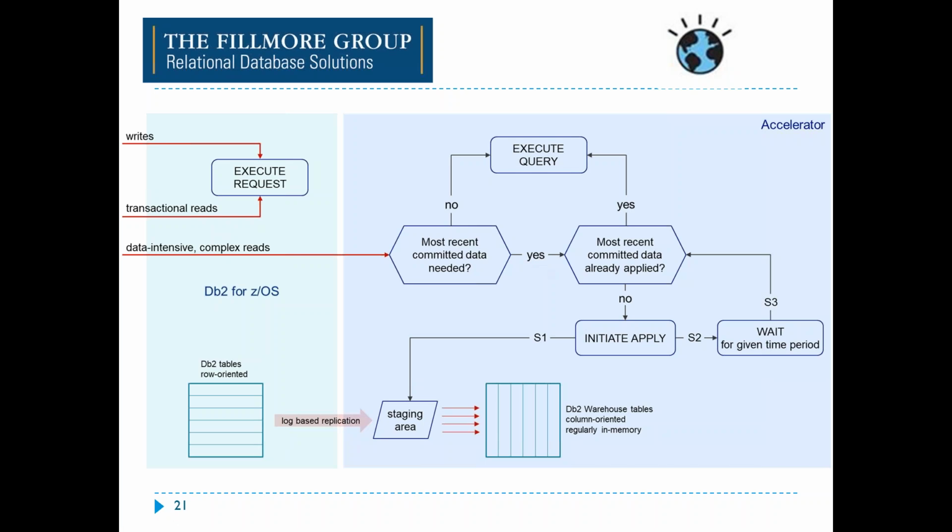So the capability exists today for ICDC to say, if the most recently committed data is already applied, that is, the transactions that were completed at the time that my query started, that my unit of work started, if they've already been applied against the IDAA, they're there, go ahead and execute the query. If the answer is no, that the data has not been committed yet, that I need for this query, and I know this by table, I know which tables are involved in the query, go ahead and initiate the apply. Go ahead and take the data and make sure it gets updated.